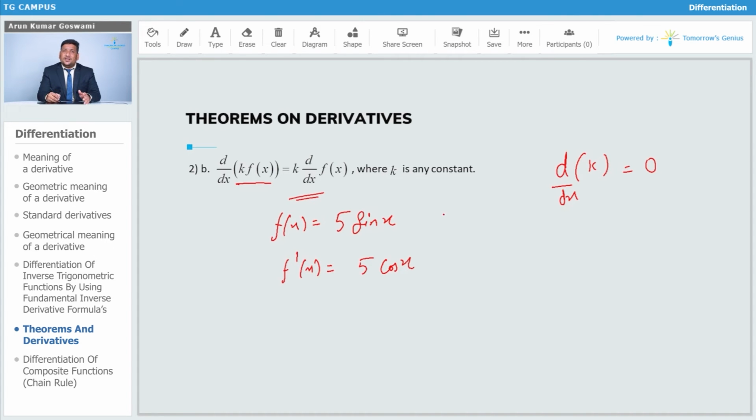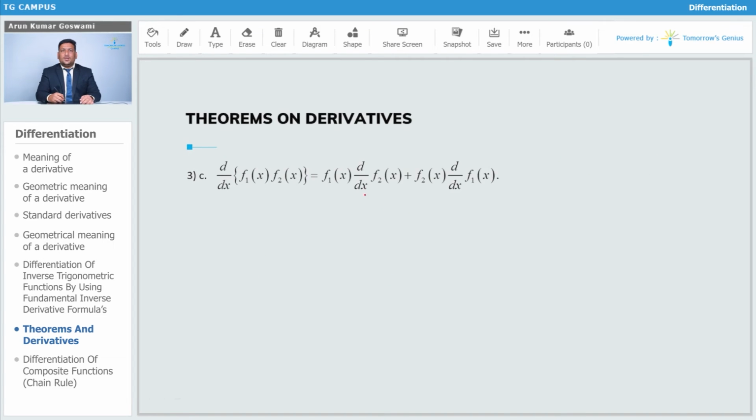We can differentiate this sine function separately. This 5 will be with the sine, and same as 5 is coming with the cos. Okay, so this is my answer. Clear? Okay, let's see this theorem, guys.